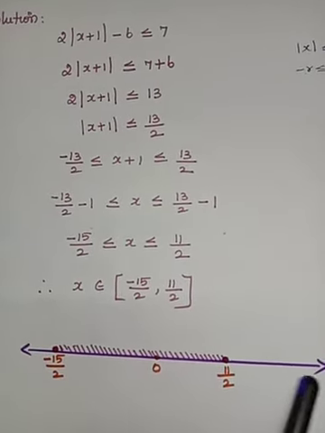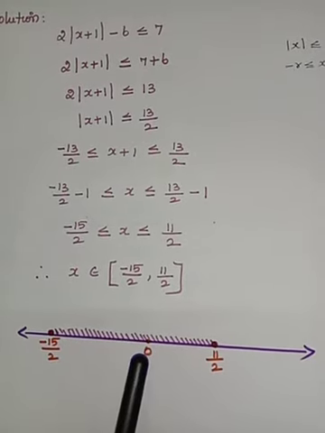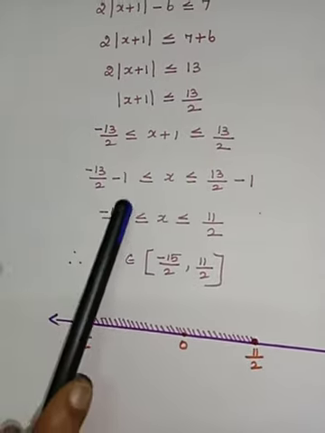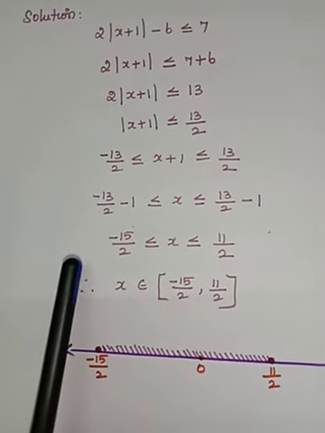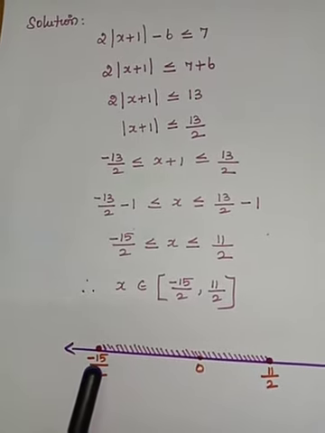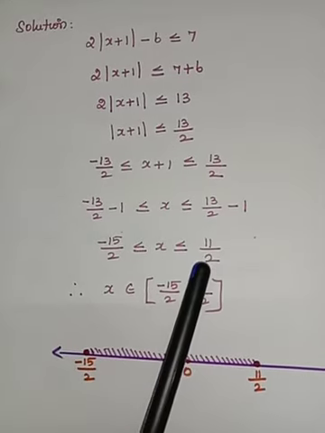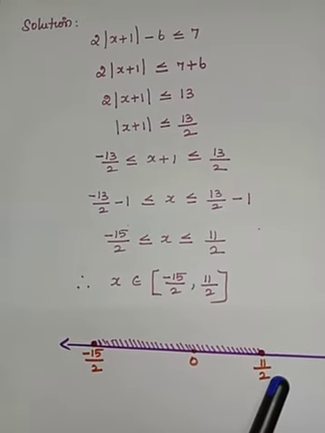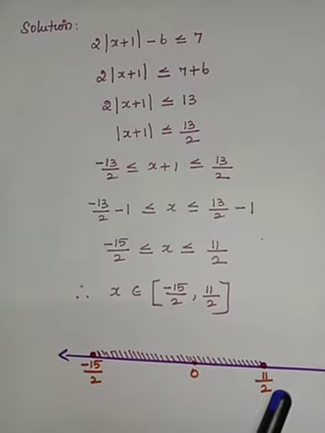So I have drawn the number line with the origin 0. What number is needed? Minus 15 by 2. It is negative, so you have to mark it on the left side of 0. And 11 by 2 is positive, so it should be on the right side of 0. I have marked it.